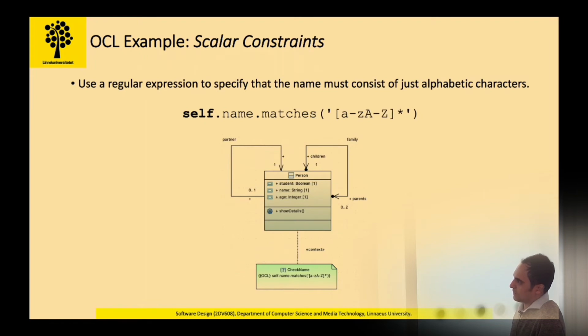One case is, for example, that the name of the person should always use alphabetical characters. It should not have digits. It should not have other punctuation. To do that, we can simply write a constraint on this object in this way.